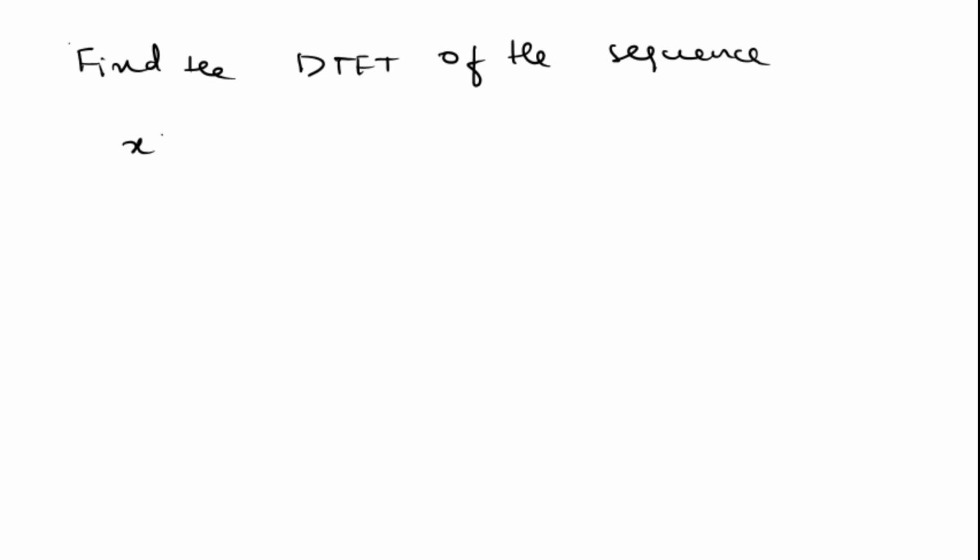Find the DTFT of the sequence x of n is equal to alpha to the power n cos of omega naught n plus phi into u of n.